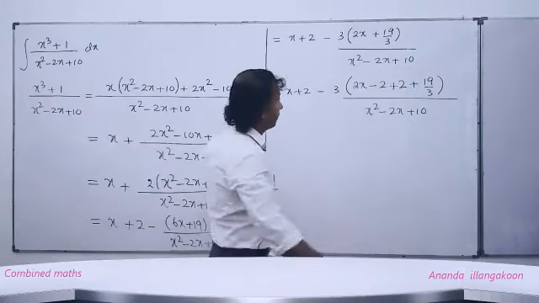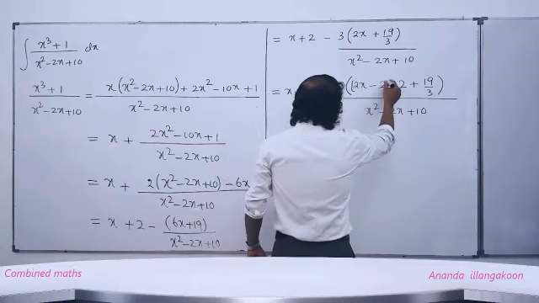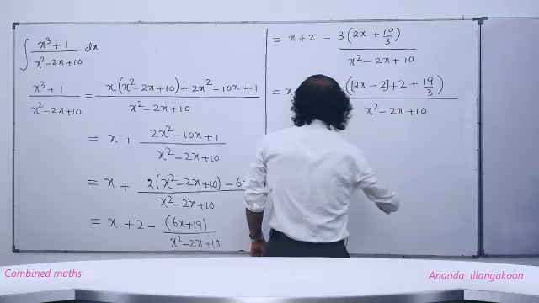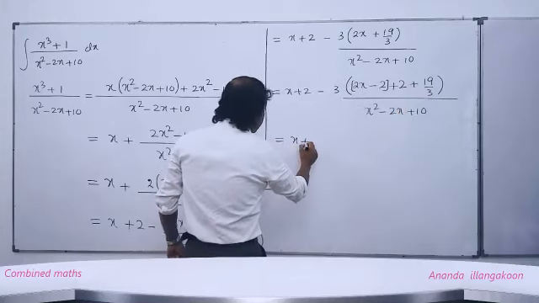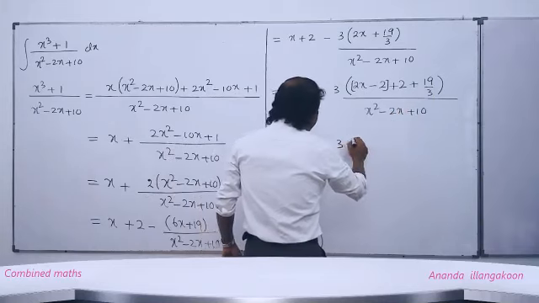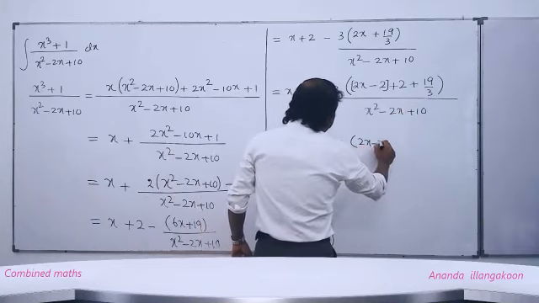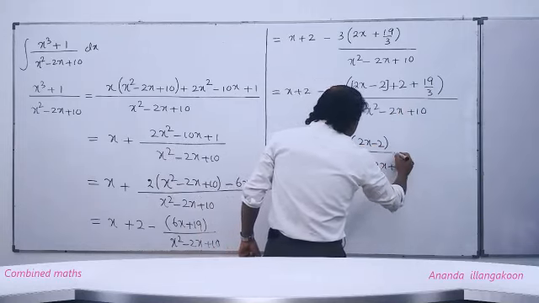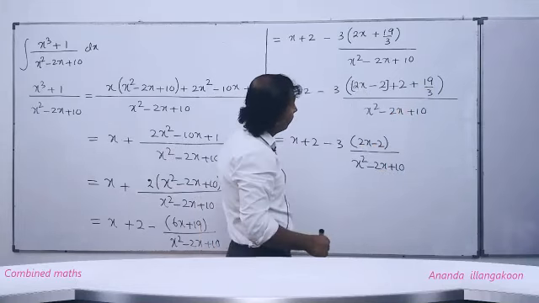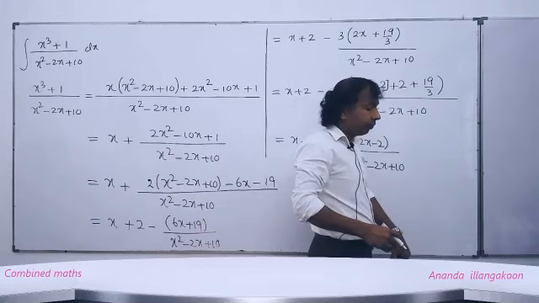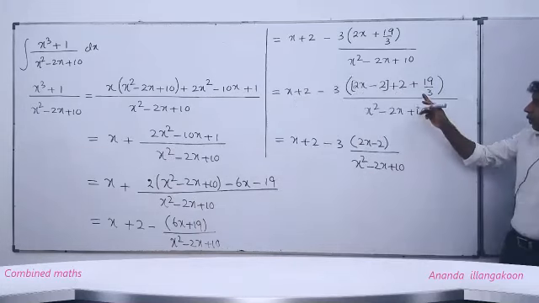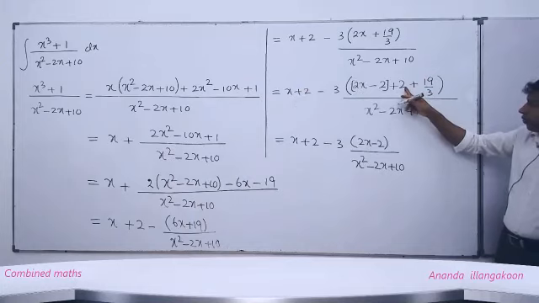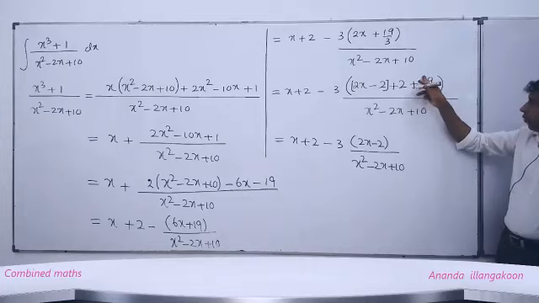Now what I do next is this. This portion we divide by this, this portion we divide by this. Then what do you get? x plus 2 minus 3 times 2x minus 2 divided by x squared minus 2x plus 10. And now, people, this 2 plus 19 by 3 we have to simplify. Take common denominator 3. 3 into 2 is 6, 6 plus 19 means 25 by 3. We get 25 by 3.